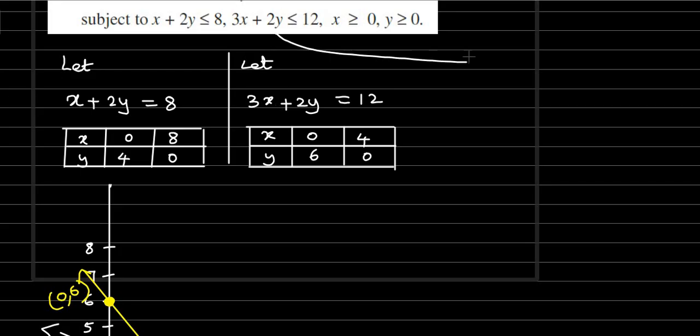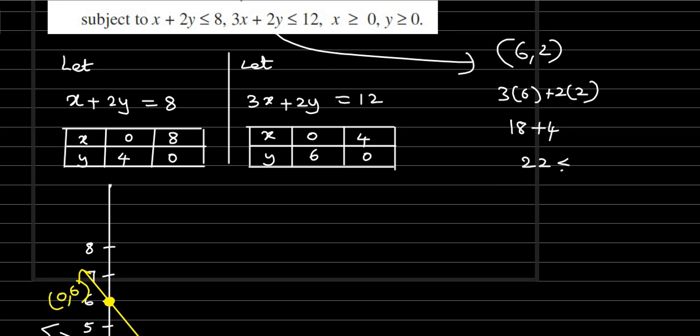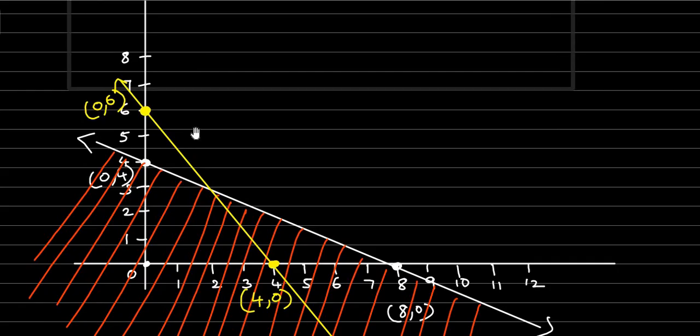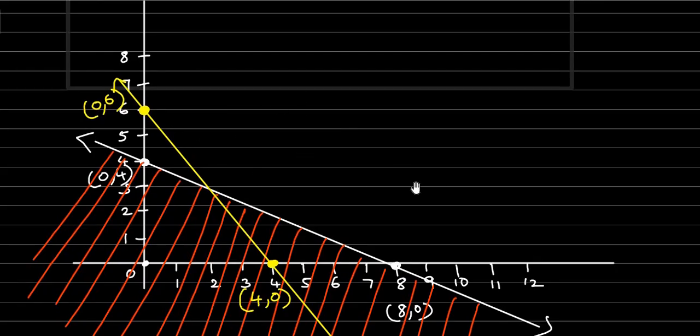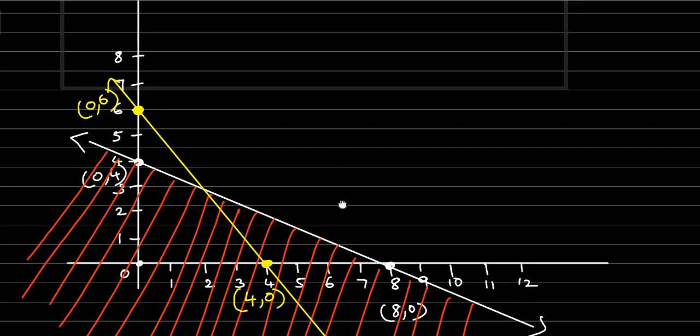So the 6, 2 point: x is 6 and y is 2. So 3 times 6 plus 2 times 2. What value are we getting? 18, and here 4. So that means 22. Is 22 less than or equal to 12? Is it true? Obviously not. So that means our solution space, we don't have this side. Then obviously this side, but let's test that too.